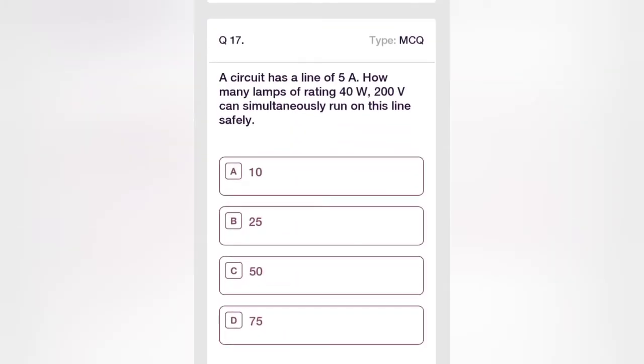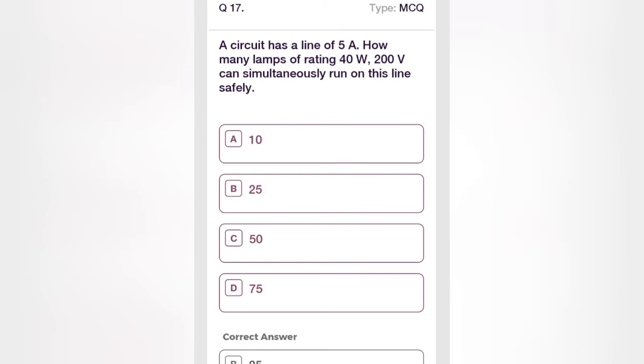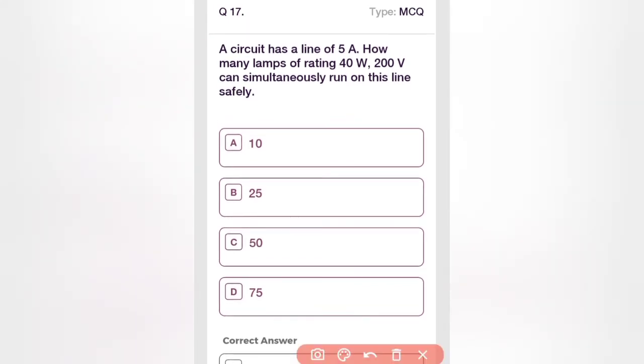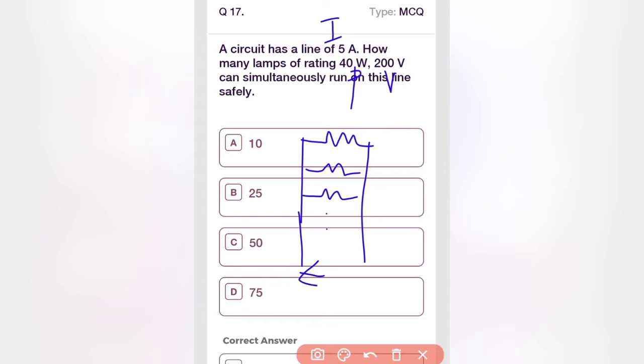A circuit has a line of 5 amps. How many lamps of rating 40 watt, 200 volt can simultaneously run on this line safely? See, 40 watt is the power given, this is the voltage, and this is the current. So we need to connect so many lamps here, and we need to find how many lamps we can connect like this.